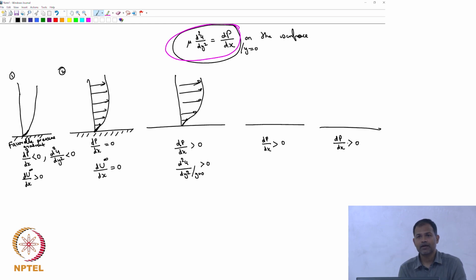So, when would this happen? This would happen when dp by dx is greater than 0. That means pressure increases along the x direction. That would happen when u decreases along the x direction. U will decrease along the x direction when it is a diverging section. Okay, so if you have a diverging section, then you should expect the velocity profile to curve in a different way. Is that okay?